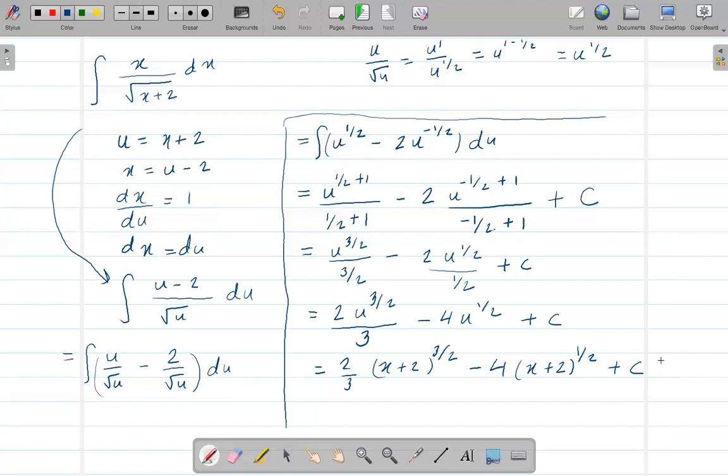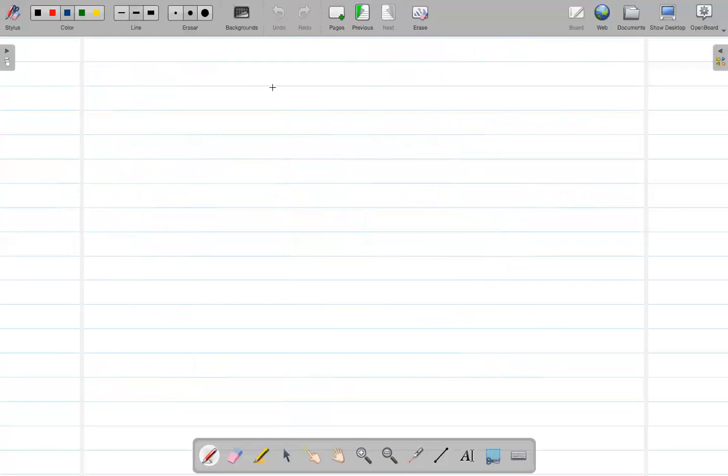Okay, so let's do one more. Let's say, now, what if we have something like this? 5 times x squared over x to the power 3 plus 4 squared dx.